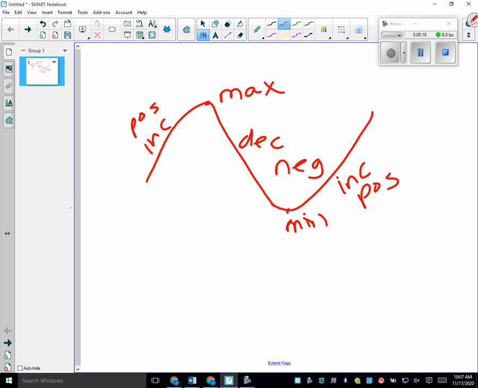Not it. You can never use the word it, because what is it? You can say the graph, you can say the derivative, but you can't say it as a reason. Nobody knows what it is. It can be a lot of things.